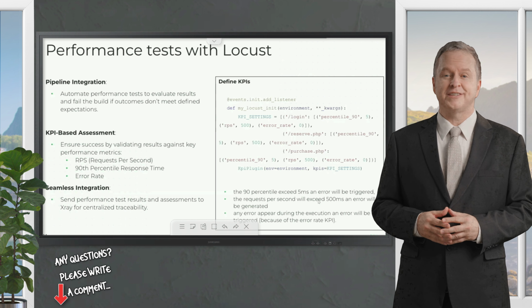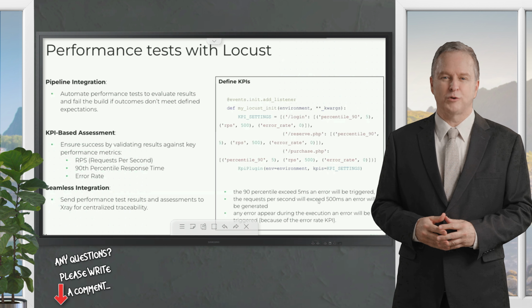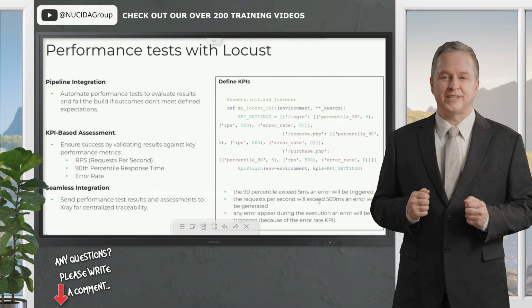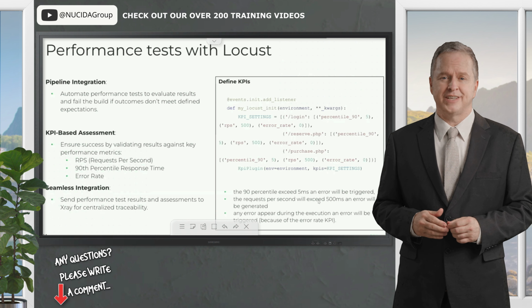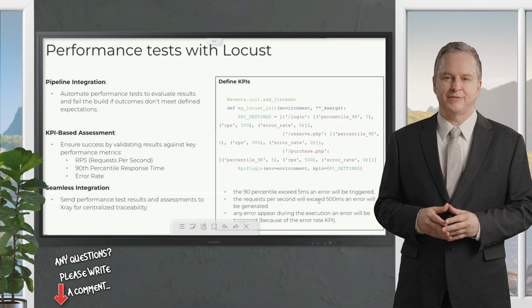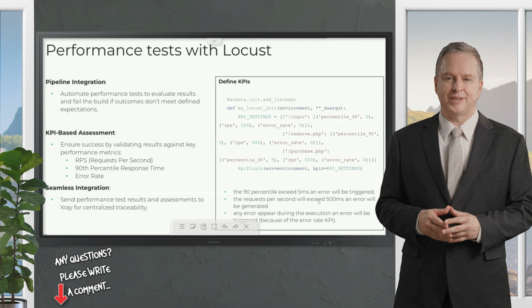We measure success with 3 key performance indicators: requests per second or RPS to ensure load capacity, the 90th percentile response time to check the speed of the majority of the requests, and error rate to detect failures during execution. We have defined a listener that will convert those metrics into KPI results and create an Xray JSON result file that can be ingested by Xray.